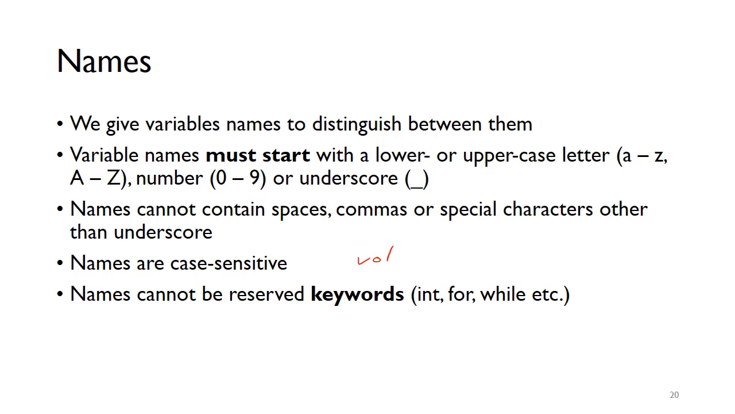For example, voltage, all lowercase, will be a different variable than Voltage with the V being uppercase. So you need to be careful when you're writing the case. And the names also cannot be reserved keywords, because there are certain words that are keywords in C and C++, things like int, for, while, and other words we will come across. We cannot call variables the same as those, because the compiler will get confused.